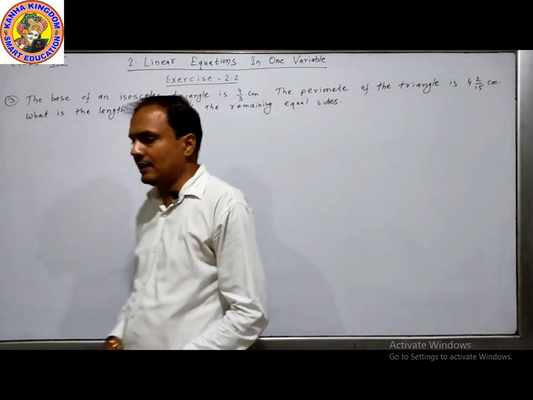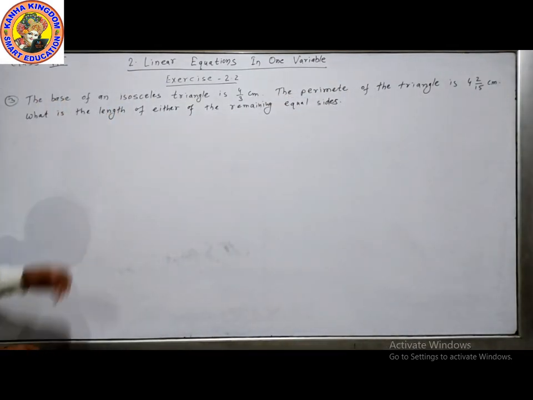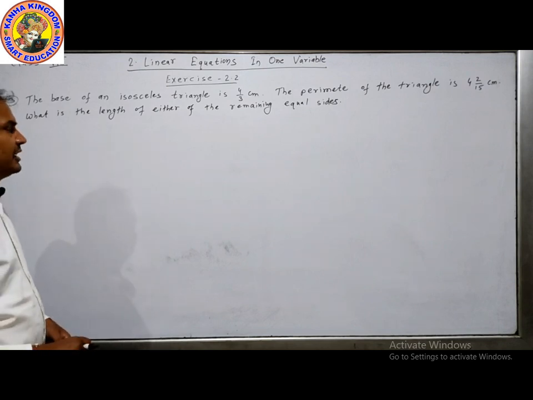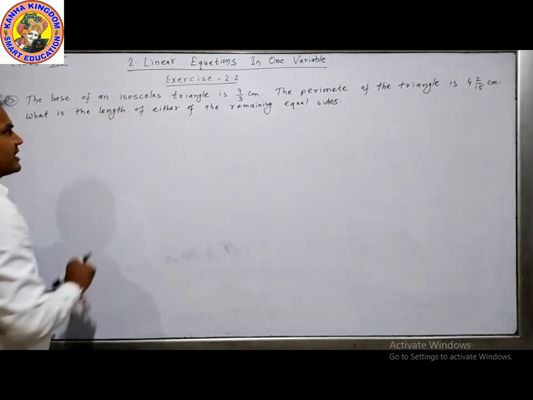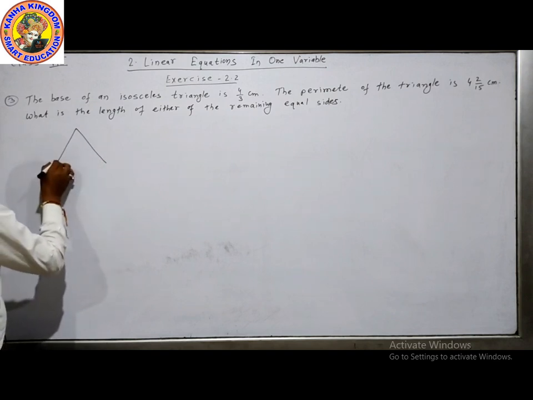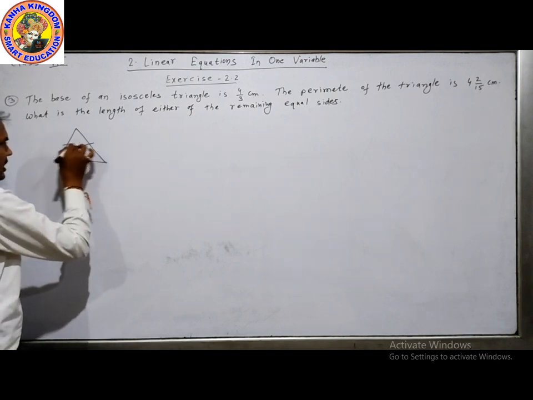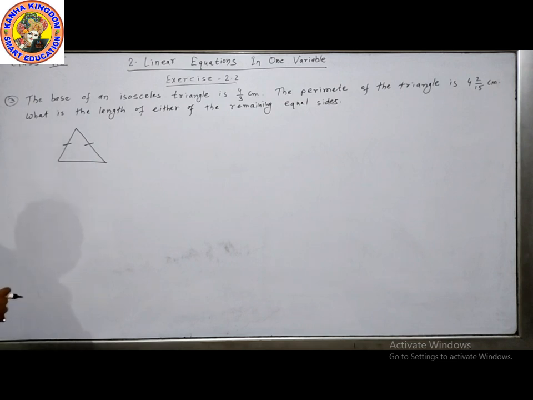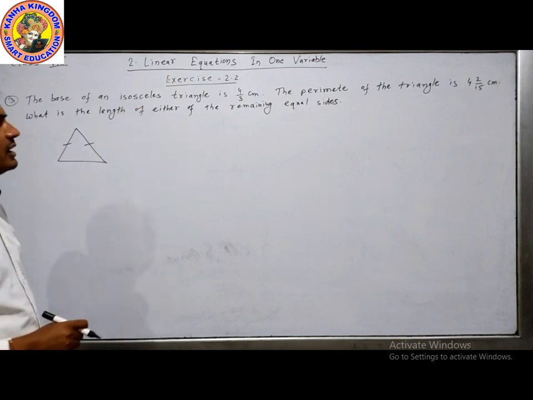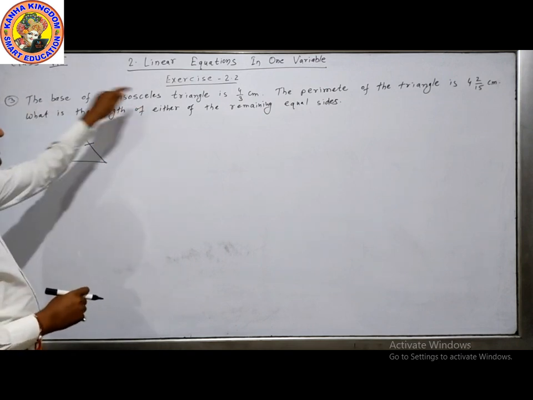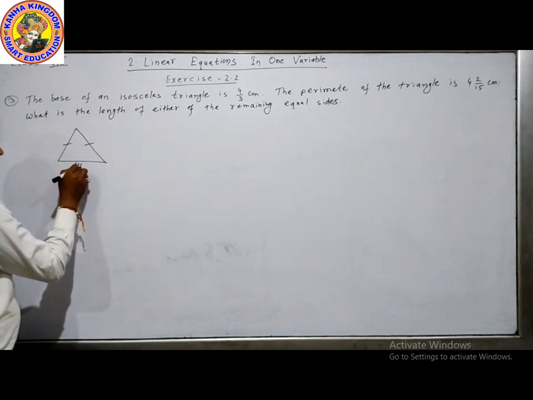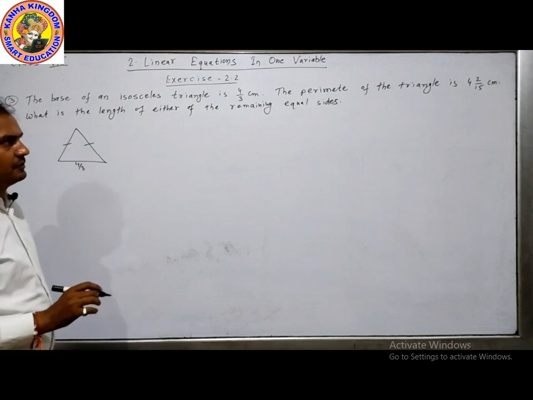So students, our next question is: the base of an isosceles triangle is 4/3 centimeter. First of all, what is an isosceles triangle? This is a triangle in which two sides are equal, called an isosceles triangle. The base of this triangle is 4/3 centimeter, which is given.